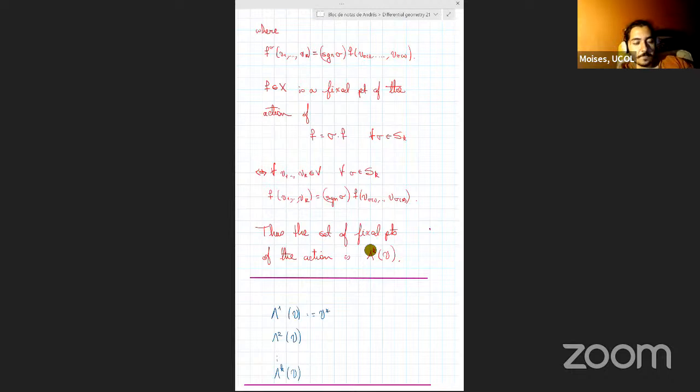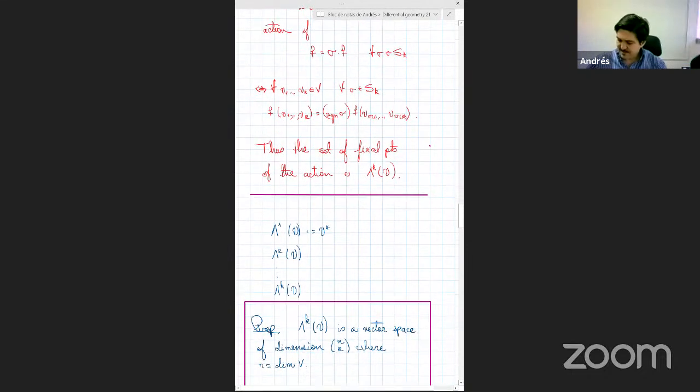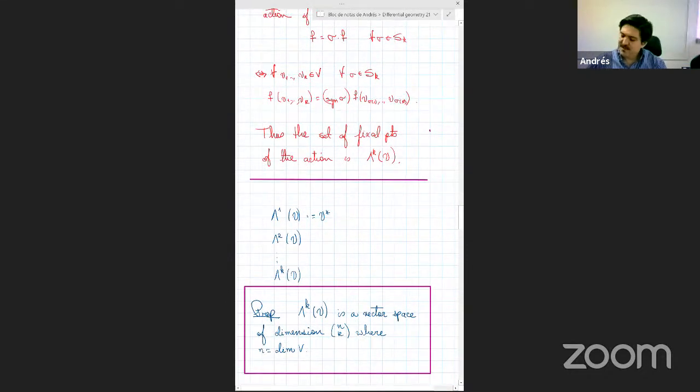Now, the idea is that this sequence of vector spaces doesn't go forever. It stops. In this proposition, this is a vector space, something that I have told you before, but moreover, the dimension is given by this number, n choose k. That's the dimension of that vector space.